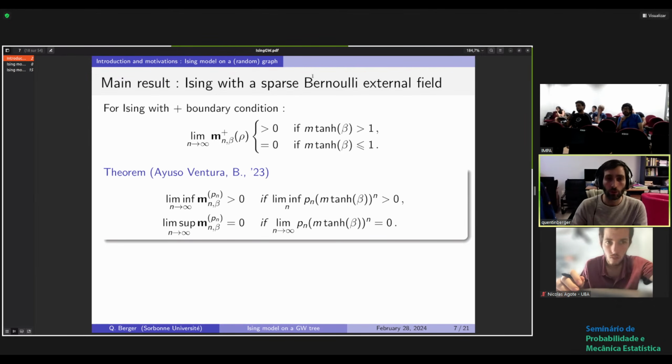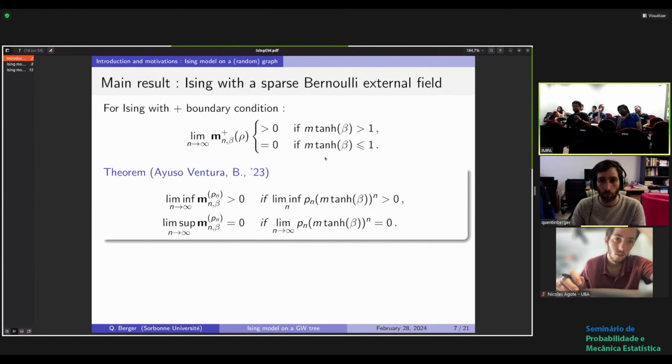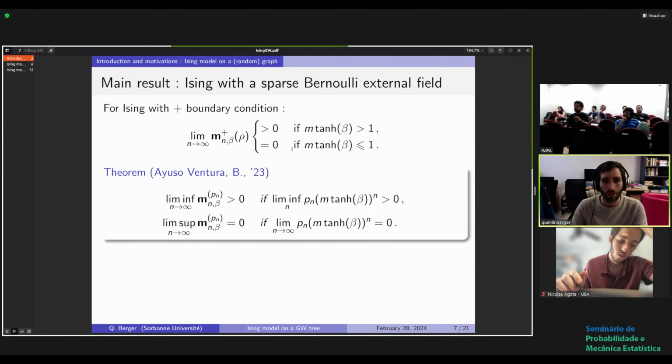So you put boundary conditions on the leaves. Here it's with plus boundary condition. What happens? Well, just to recall, or tell you if you didn't know, it's a very nice result, first by Russell Lyons. And our result was to say what happens when you put random boundary conditions. You put a random external field, a sparse one, with the parameter Pn, and we find essentially a necessary and sufficient condition.